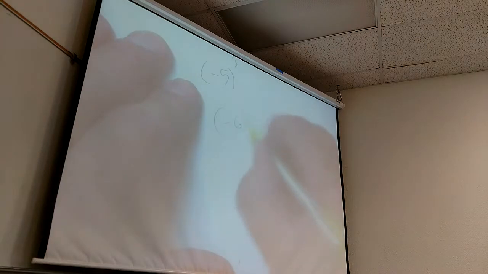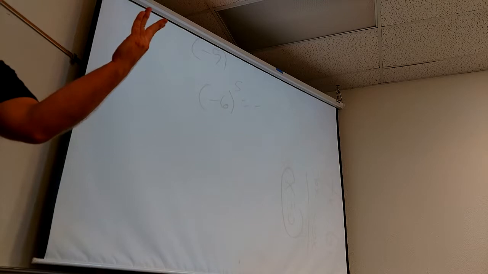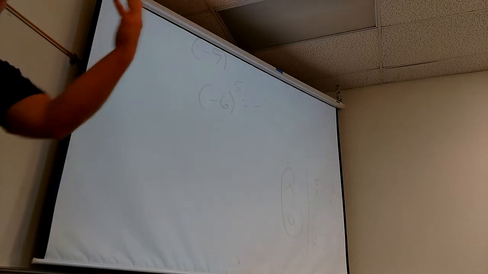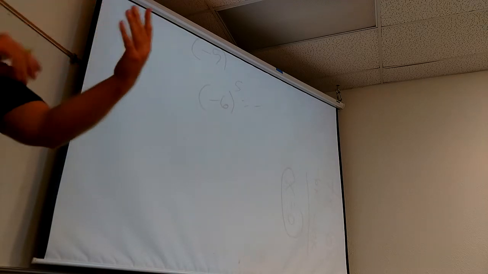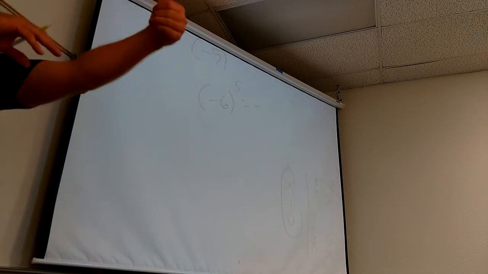Totally. Do you mean like negative 6 to the 5th? Yeah, it's going to be a bigger number, but I know it's going to be negative. How do I know that? Because there are 5 negatives. Every pair of negatives kills each other. So the answer is going to be negative.